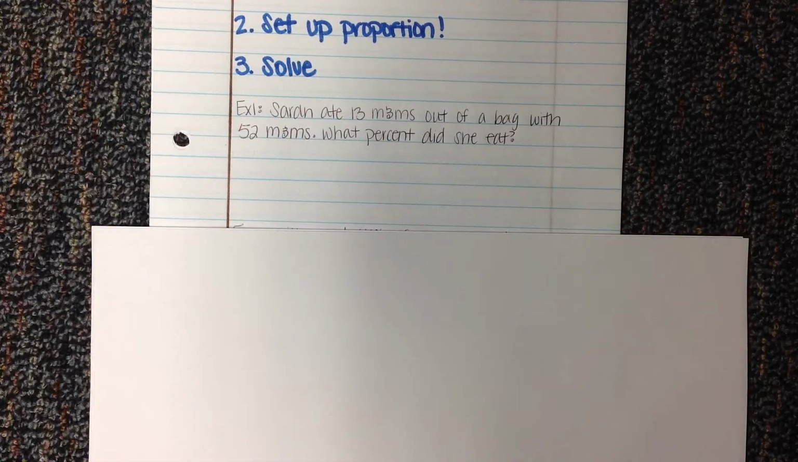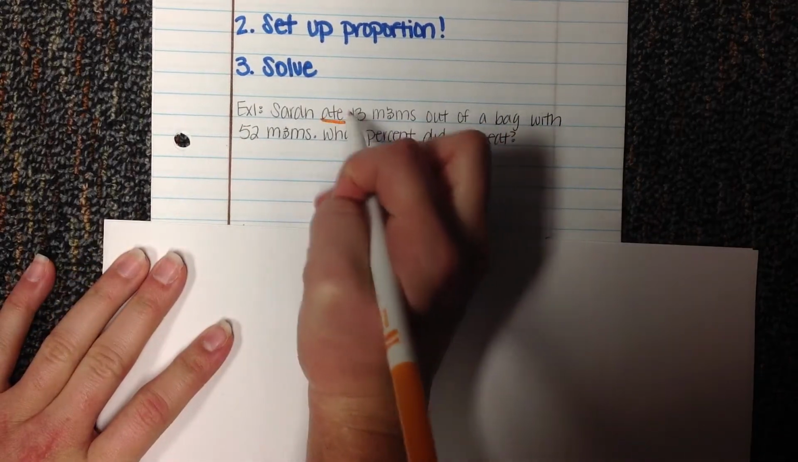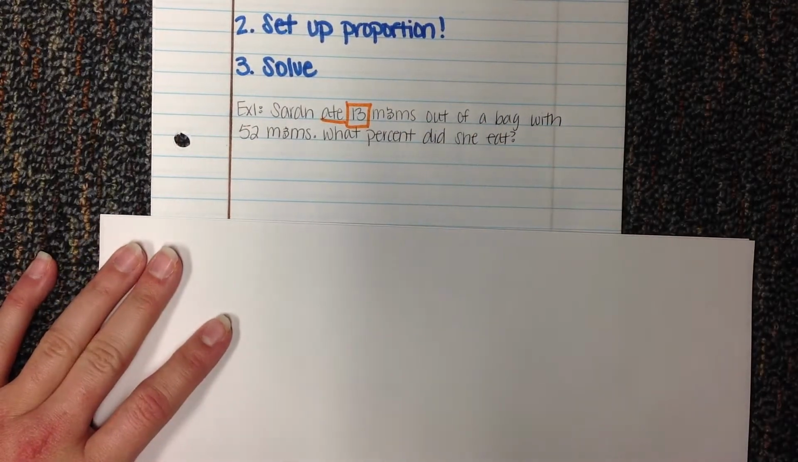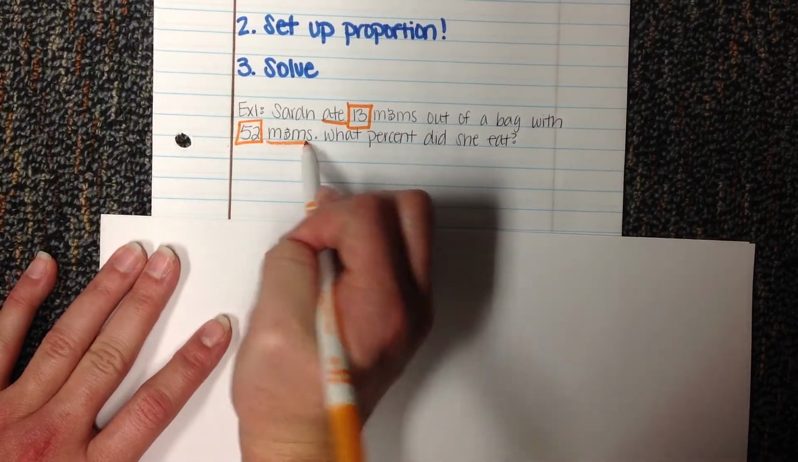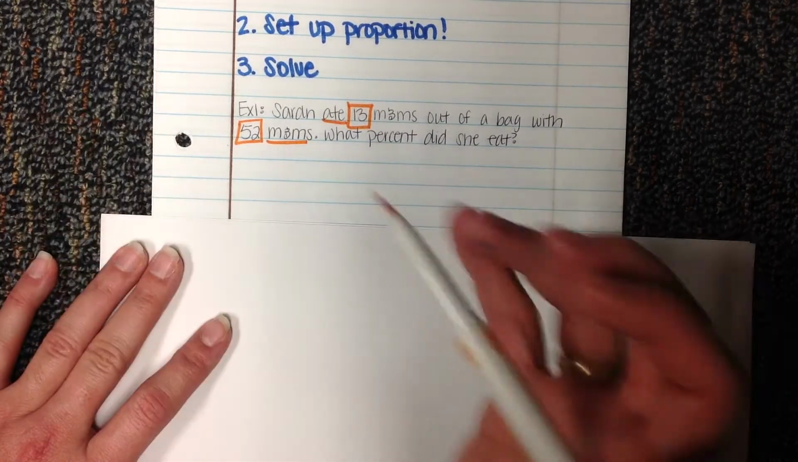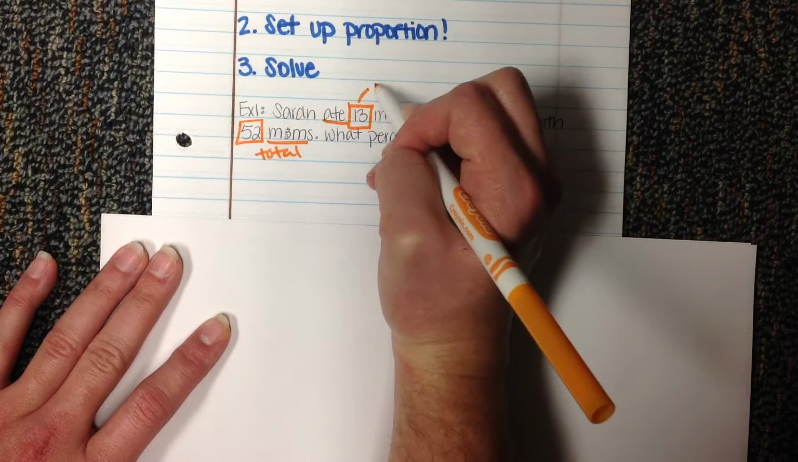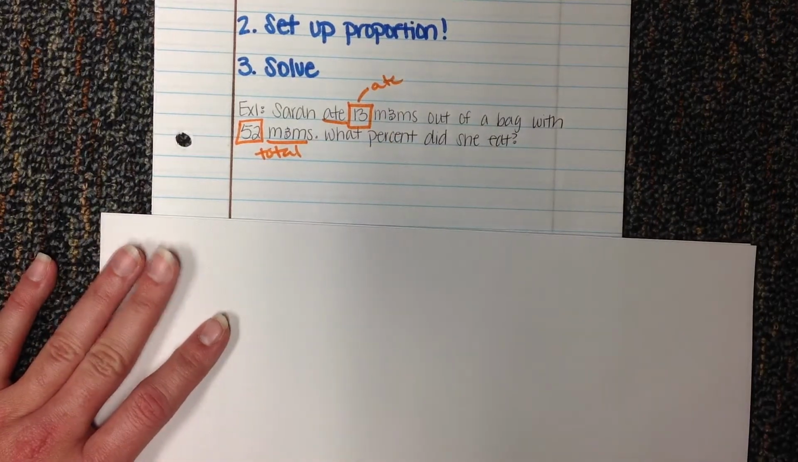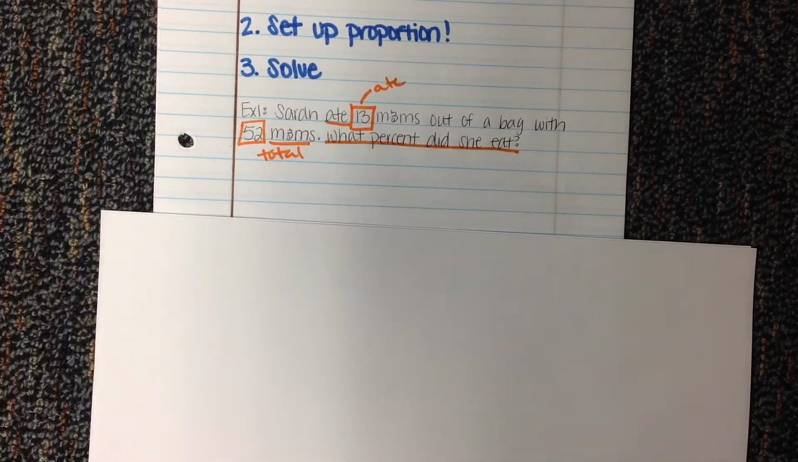I have Sarah ate 13 M&Ms out of a bag with 52 M&Ms. What percent did she eat? Well, let's figure out what I know. I know that Sarah ate 13 M&Ms, and I know that the bag had 52 M&Ms. So my total, I have 52 total M&Ms, and Sarah ate 13 of them. The question asks me, what percent did she eat?